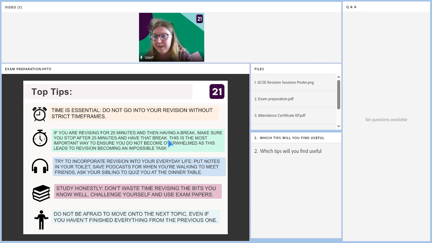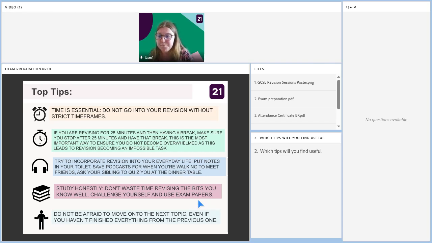Stick to those timeframes. Try to incorporate revision wherever you are, on the toilet, on your walks, anywhere that you can incorporate it where you're not actually really having to do anything. It's just there for you to look at or listen to. Don't waste time revising bits that you know well. Challenge yourself, even though it feels uncomfortable.